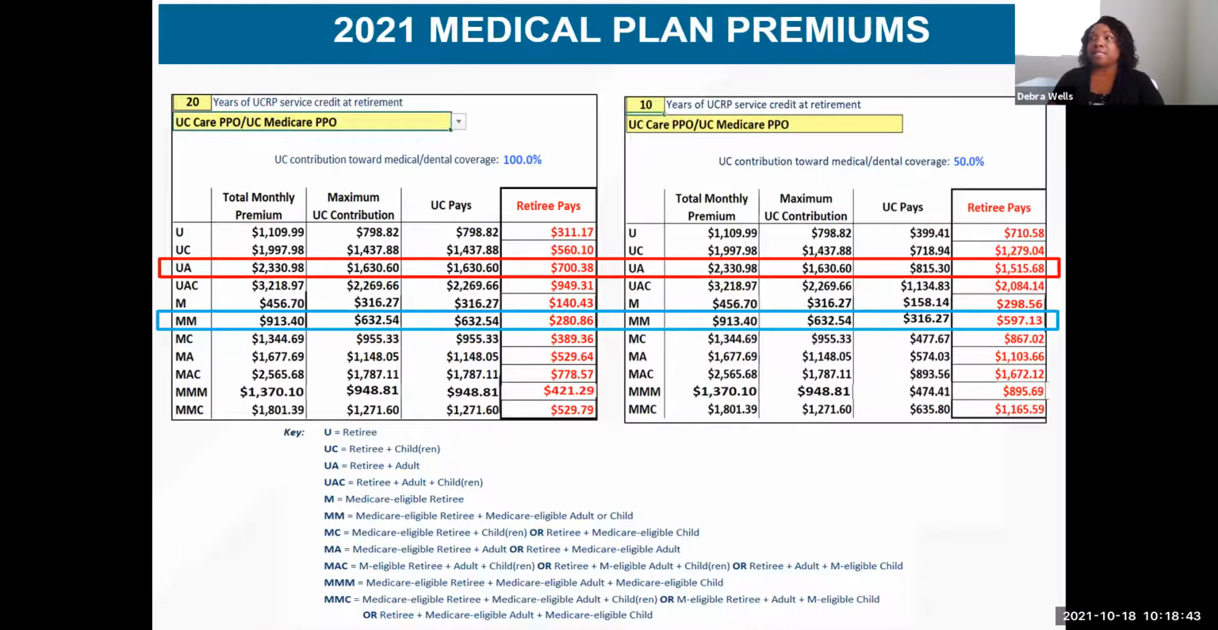And I just have a side-by-side comparison of someone that didn't work the 20 years, but only worked 10 years. Because they only worked 10 years, they only earned 50% of the UC contribution. So a family of two in Medicare, same charge of $913.40. UC is only paying 50% of the UC contribution, leaving now a balance of $597.13. Again, that link that I shared in the previous slide is where you can find all the premiums every year for UC's plans.